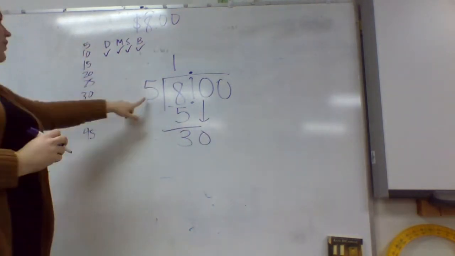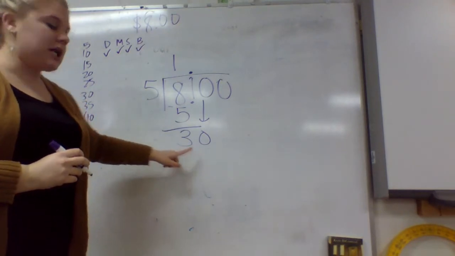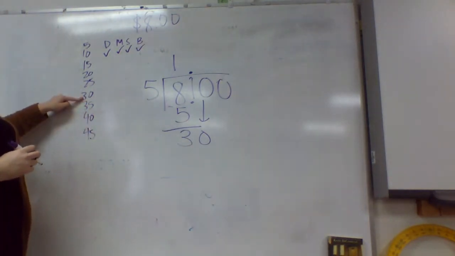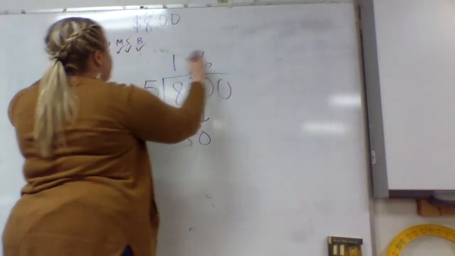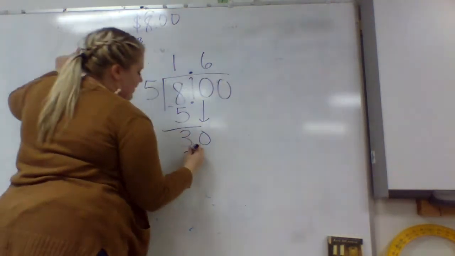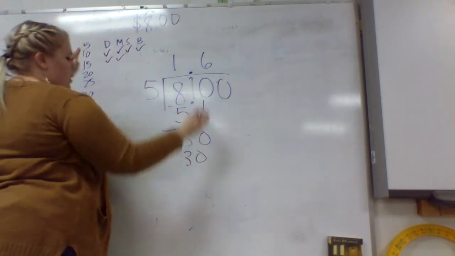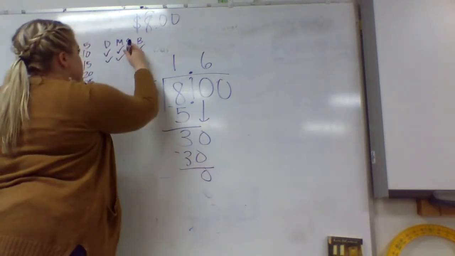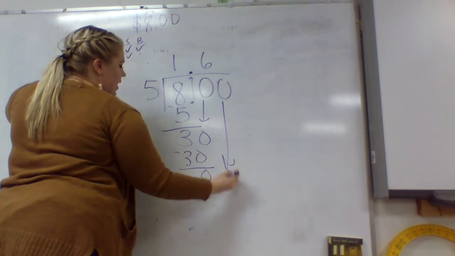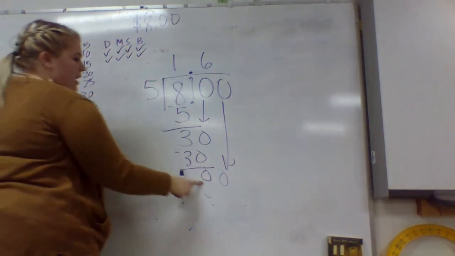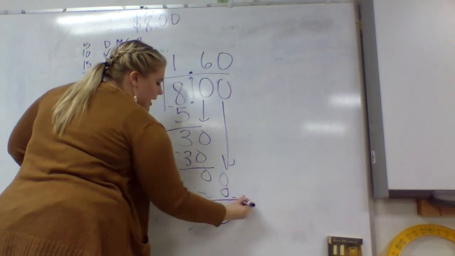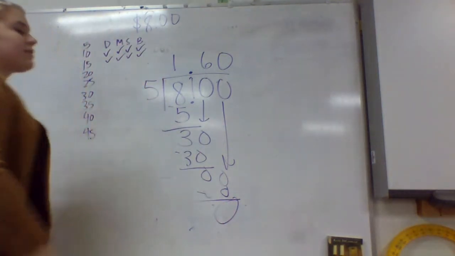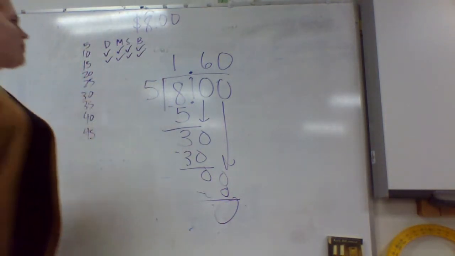I'm ready to start over. How many times can 5 go into 30? Well, look, that's an exact match for multiples. And that's 1, 2, 3, 4, 5, 6 times. 6 times 5 is 30. 30 minus 30 is 0. I have another 0 to bring down. 5 can go into 0 times. And that means I've got 0 left down here. So I have no remainder.